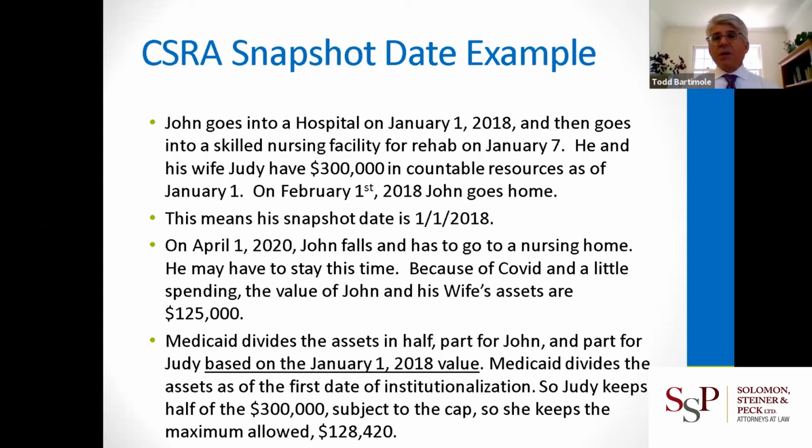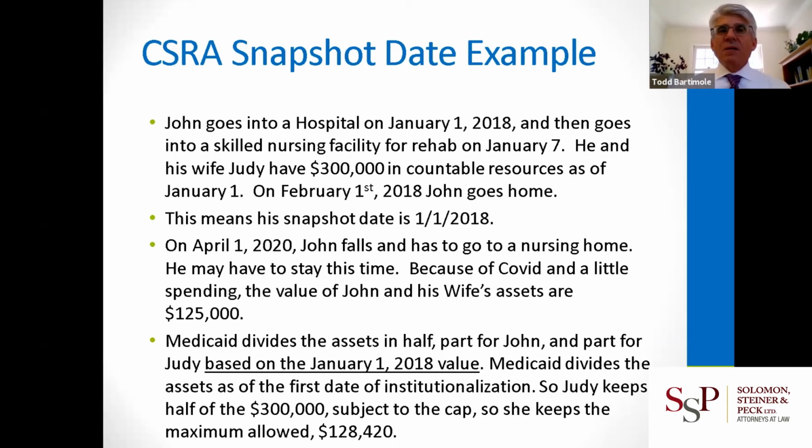He and his wife have about $300,000 in countable assets as of January 1st. Well, his first continuous period of institutionalization starts January 1st, 2018. Since he stayed there till February 1st, he's been there a full 30 days. So now $300,000 is the snapshot amount. So on April 1st, 2020, now we're talking 2 years later, right? 2 years later, he falls down and he has to go to a nursing home. And this time he's got some medical issues, he may have to stay. So because of COVID, now on April 1st, their assets were down to $125,000, maybe a little spending.